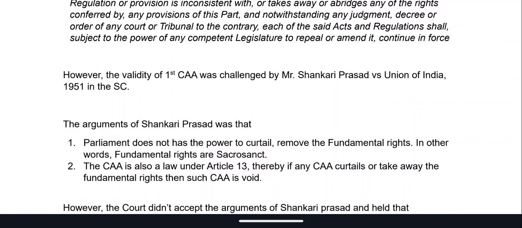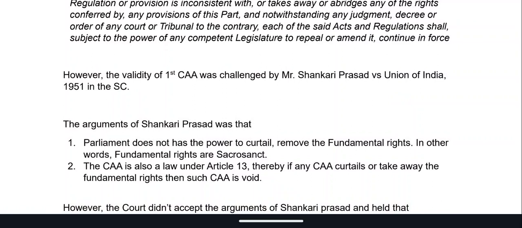Now, why is this question arising? Because through a constitutional amendment I am changing the fundamental rights, or taking away the fundamental rights. If the constitutional amendment is a law under Article 13(2), then I cannot change the fundamental rights. So that is the reason why one point of analysis in this Shankari Prasad case was whether the constitutional amendment is a law as per 13(2).